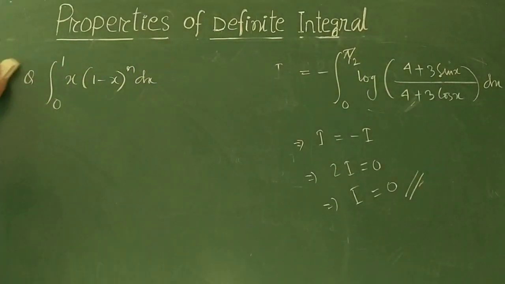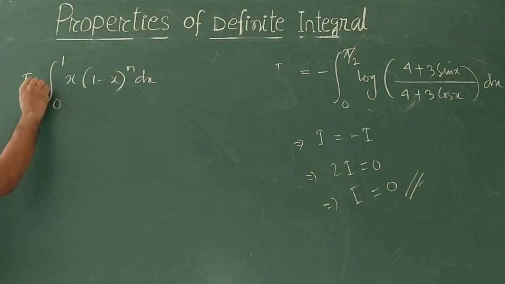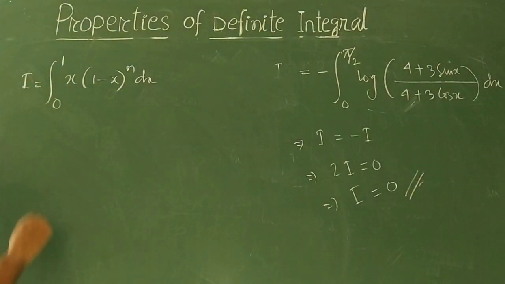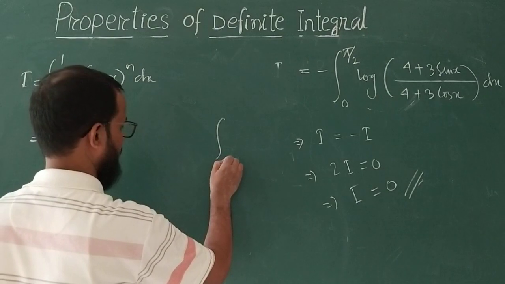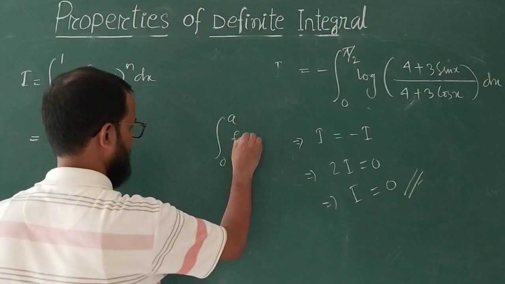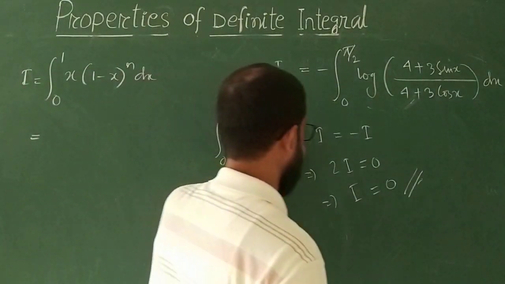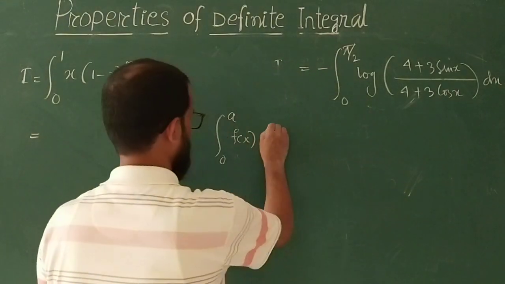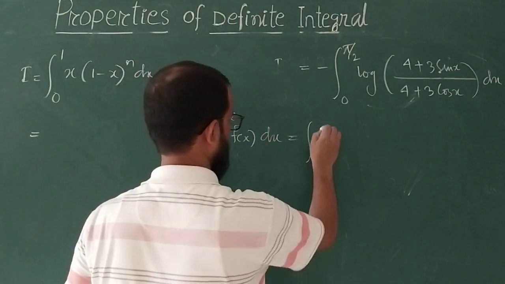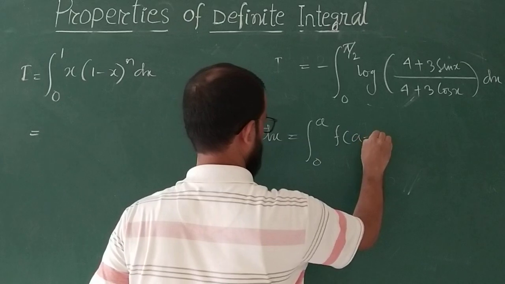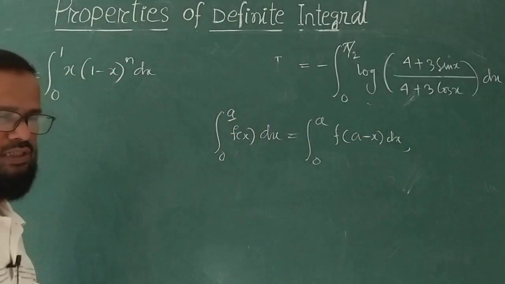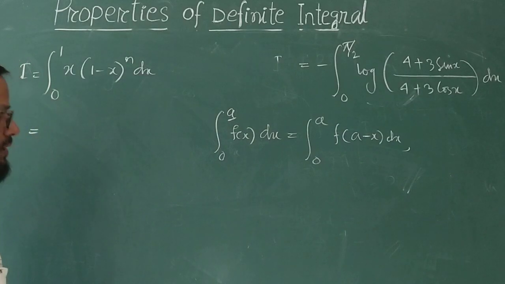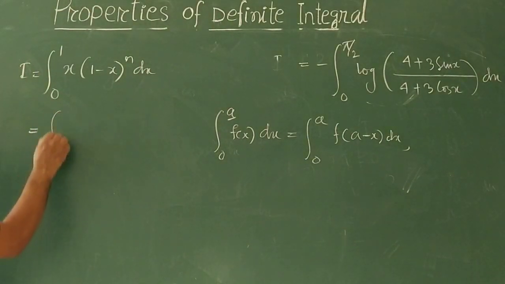Okay, so this is your integral I. Clear? I am going to use a property here. You see, the maximum of problems are solved by which property? Integration 0 to a f of x dx is equal to what? Integration 0 to a f of (a minus x) dx. Here a very important thing is that a must be positive. Okay, so here 0 to 1.